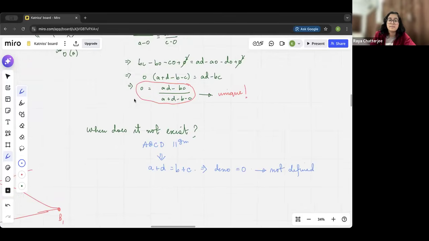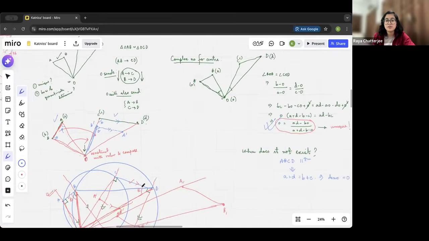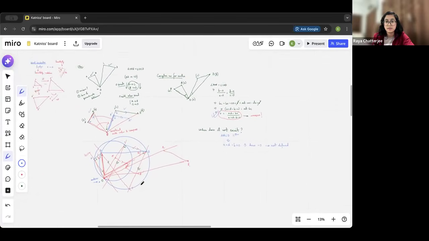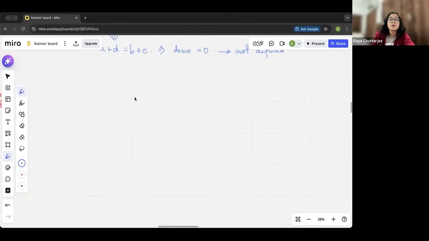So this is the complex formula for our center of spiral similarity. It is not important to remember. You can just find it out at any point if you need it. Cool. Let us now move on to the geometrical representation of the center of spiral similarity.